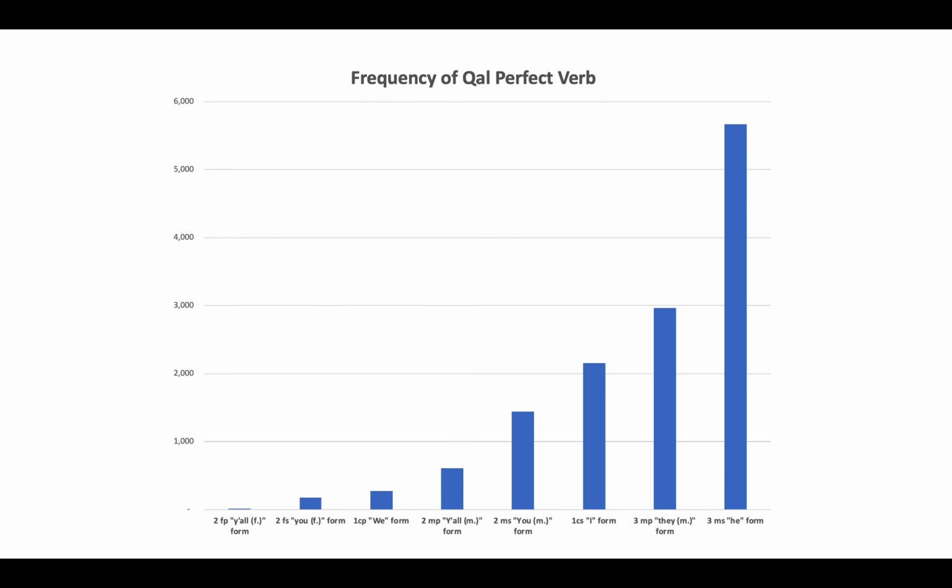And also within Qal, it's important to remember that the third masculine singular, third common plural, first common singular, and second masculine singular are the most common forms. So if you're not all that familiar with the feminine forms, don't let that bother you because they just don't show up that often. So if you have to prioritize your work, concentrate on the masculine and common forms.